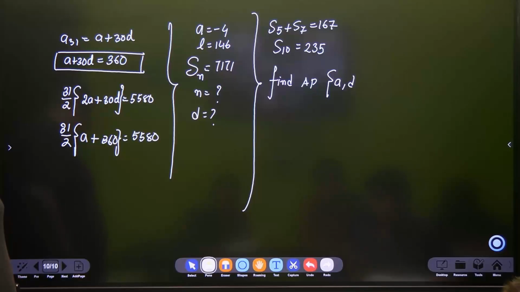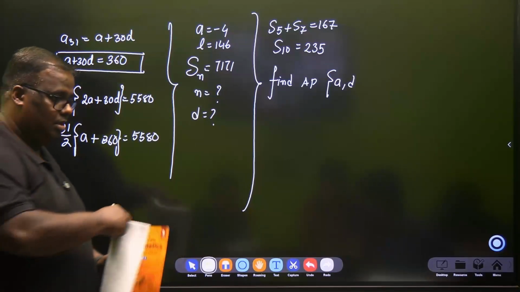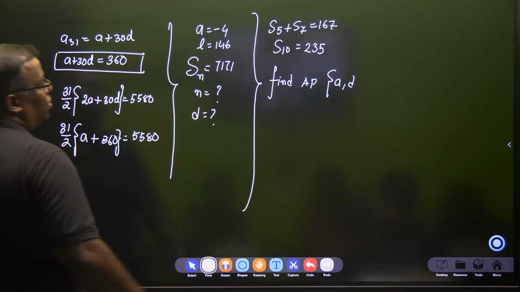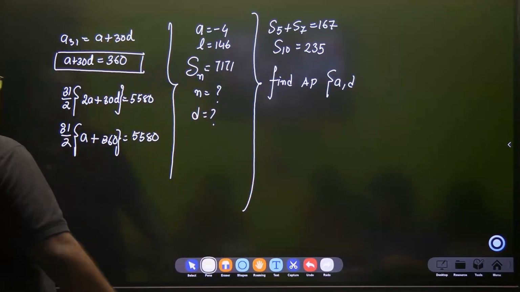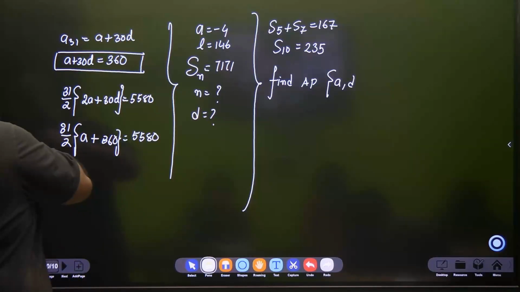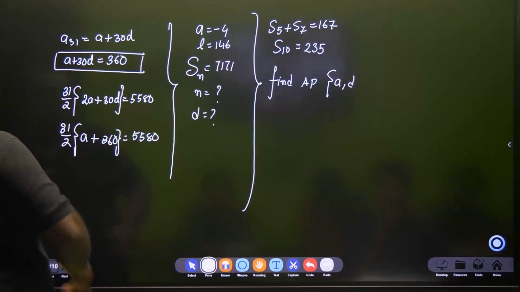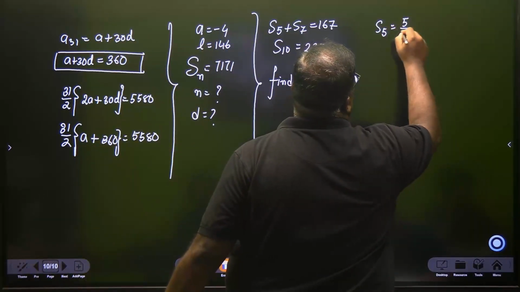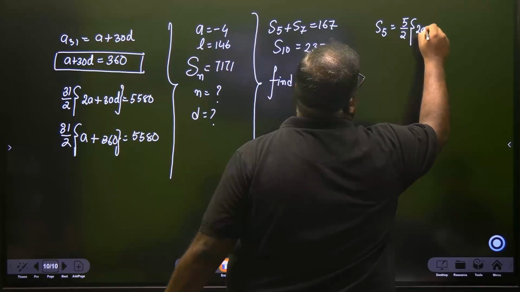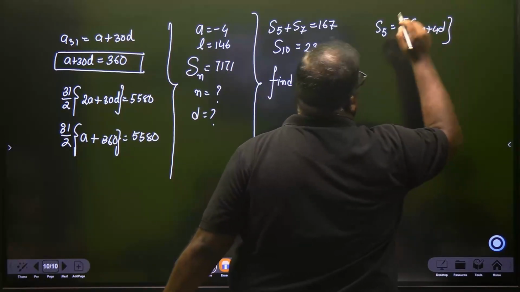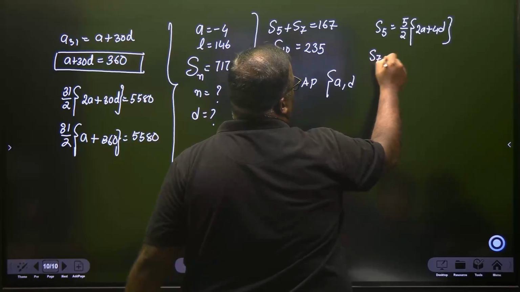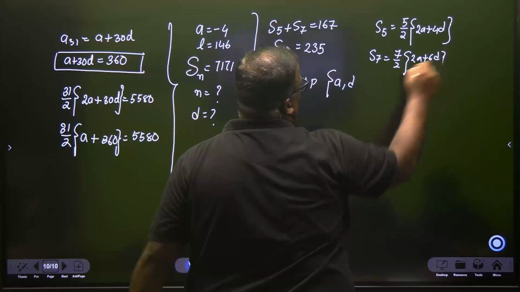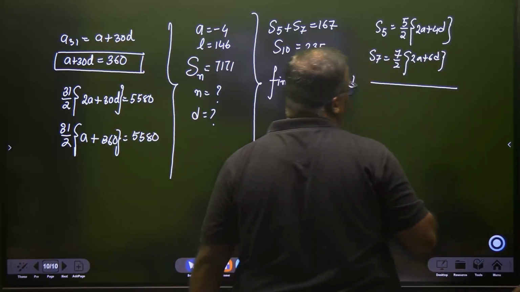Which one? Do SN. 2 iterations. The value of SN is given to you. SN means S10, you know that. First you find out what is S5. S5 is 5 by 2 into 2A plus 4D. Then S7 is 7 by 2 into 2A plus 6D. If you add them both, then 5 plus 7 becomes how much?